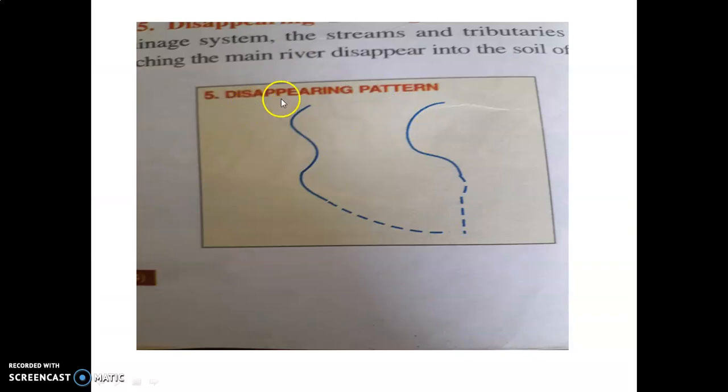Last drainage pattern is the disappearing pattern. Before starting, we should know what is a disappearing river. When a river disappears in the porous ground, it is known as a disappearing river. Example, Saraswati. So what symbol do we use for the disappearing river? This blue line and blue dash. So this is the symbol for the disappearing river, and this forms the disappearing pattern.